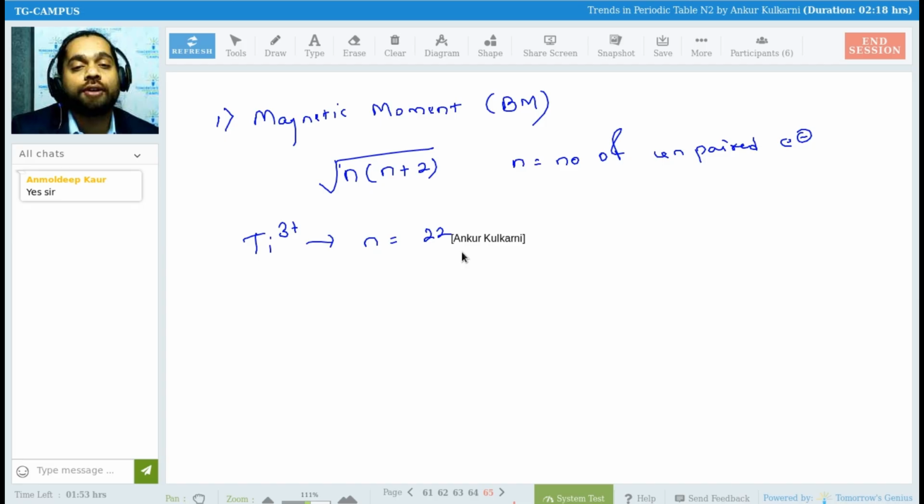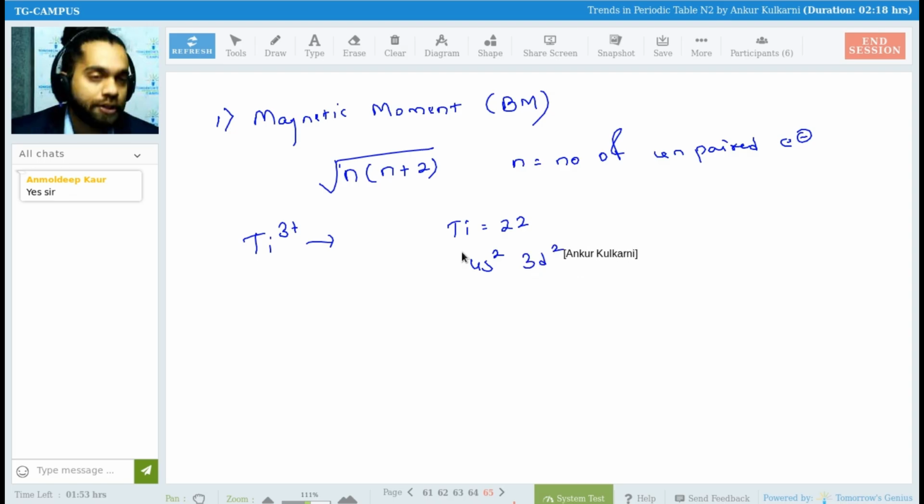How do we write down the electronic configuration? The valence electronic configuration is what you have to remember. Simple. It is 4s2, 3d2. So if I am having 3 plus, what does that mean? I have to remove 3 electrons.